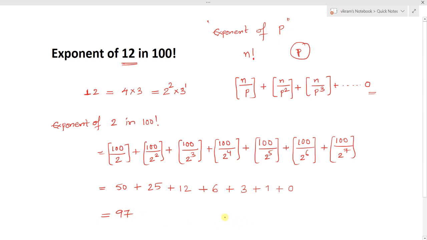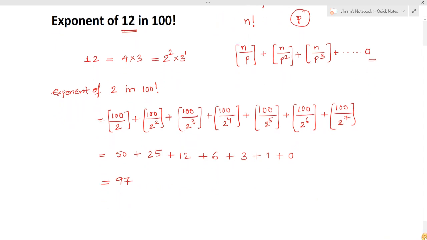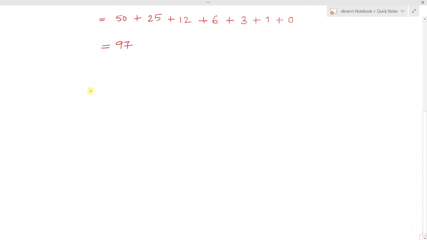Okay, we are getting the exponent of 2 in 100 factorial as 2 power 97. But we need to obtain the exponent of 2 square. How to obtain the exponent of 2 square? Simply, we can write this as 4.